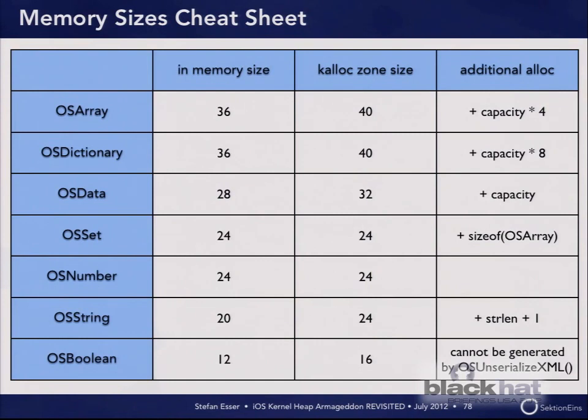So you don't need to keep track of keys, which is different for OSDictionaries. There you have the capacity times 8, because you always have two pointers. The first pointer is the key, the second pointer is the value. Yeah, and so on. So this is just my cheat sheet for when I want to look up how I should construct that, and in what zone these objects will end up in the end.